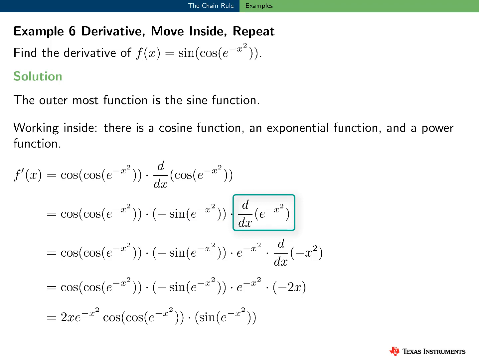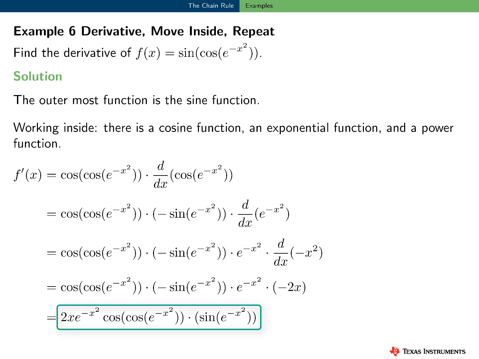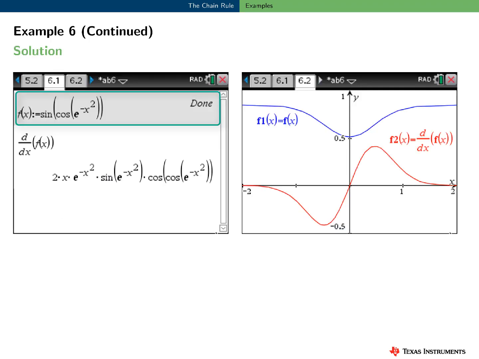We continue to peel away functions taking derivatives along the way, and we're left with another composite function. The derivative of this expression is the derivative of the outermost function evaluated at the inner function times the derivative of the inner function. Finally, after a little bit of simplification, I'm left with this expression for the derivative f prime of x. Once again, I used technology to find this derivative.